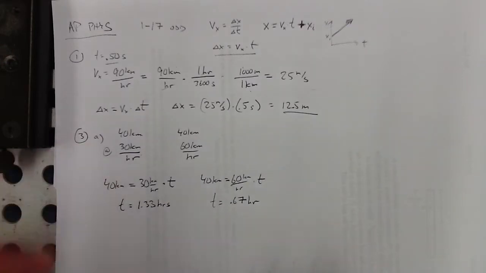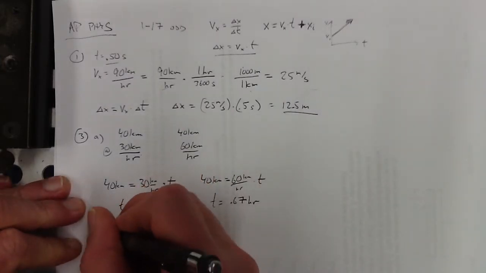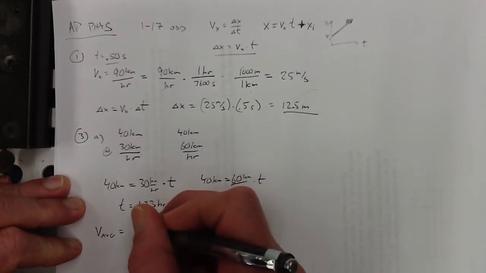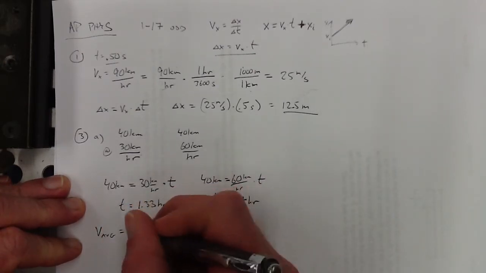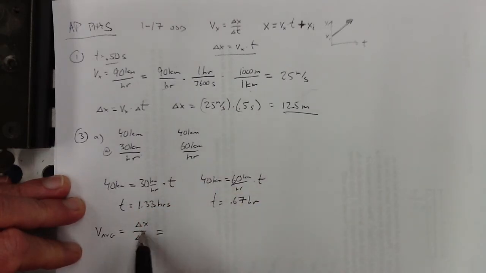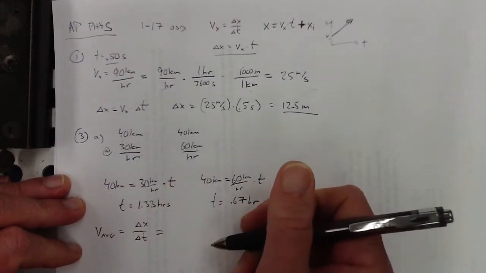Right? Okay, so how do we find in part A what's the average velocity? So velocity average is just your delta x over your delta t, but it's for the whole trip. So what's the delta x of the whole trip? I went 40 and then I went 40.